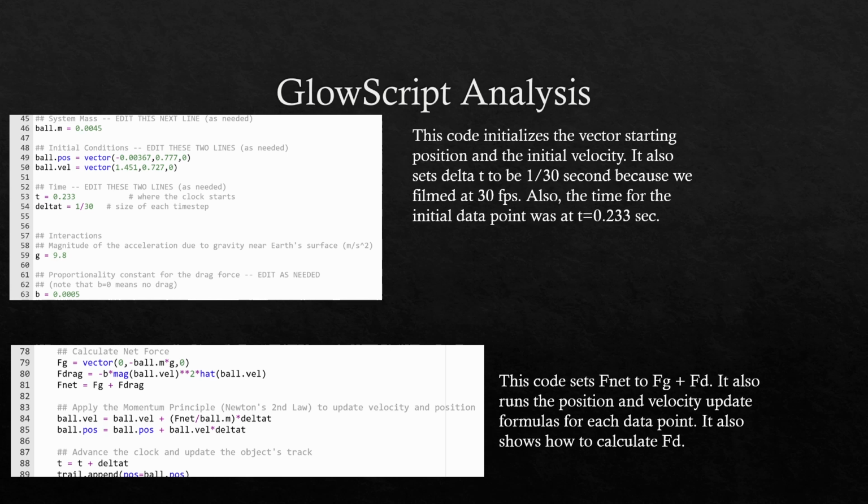And we set our initial time point to be t equals 0.233 seconds because this is when the paper left my hand. The bottom code sets Fnet to be the sum of gravity and drag, and also runs the position and velocity update formulas. This also shows calculating F drag in GlowScript.